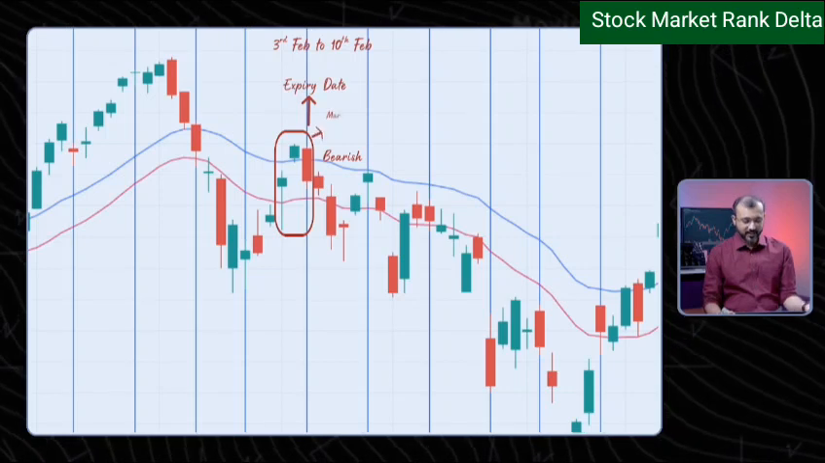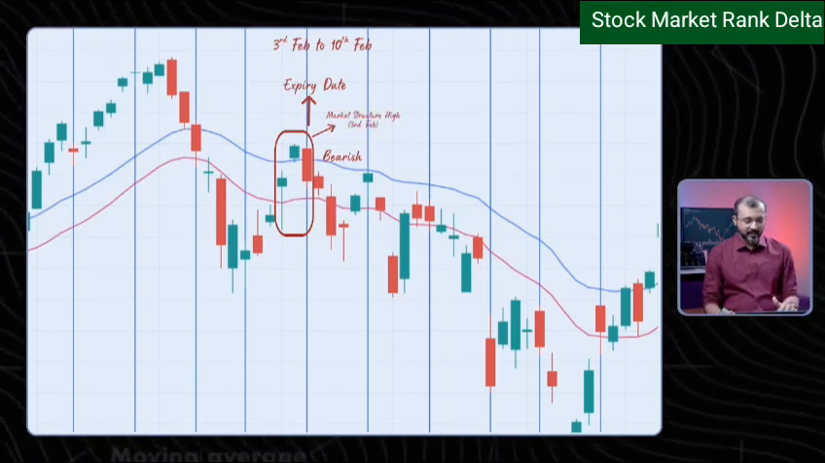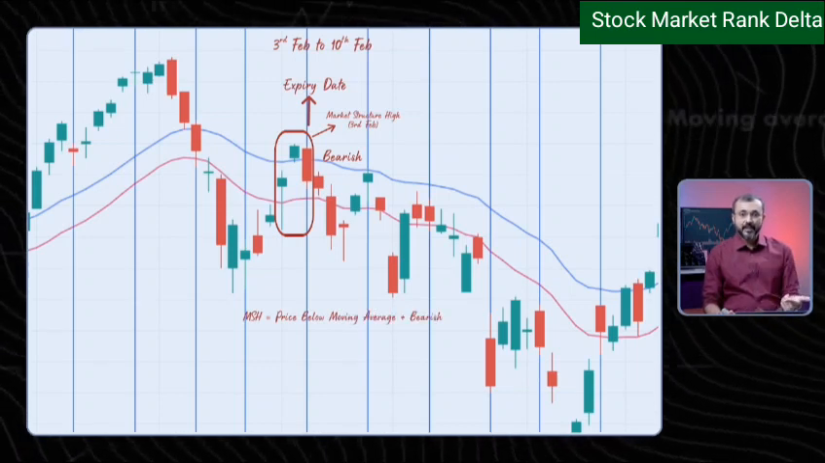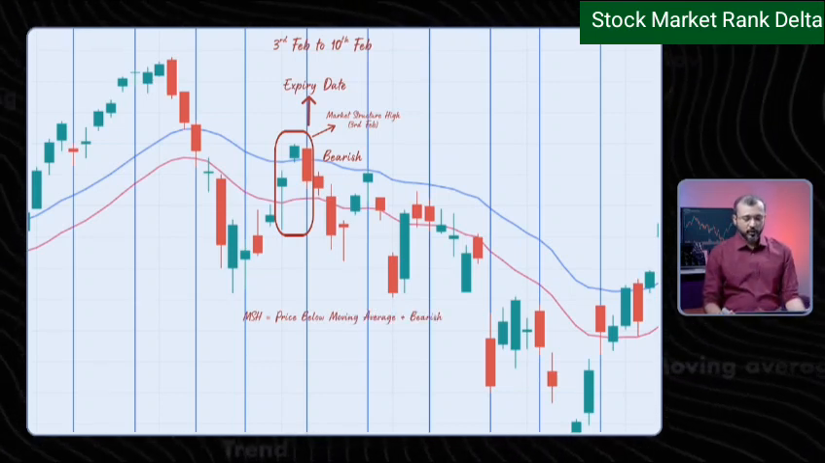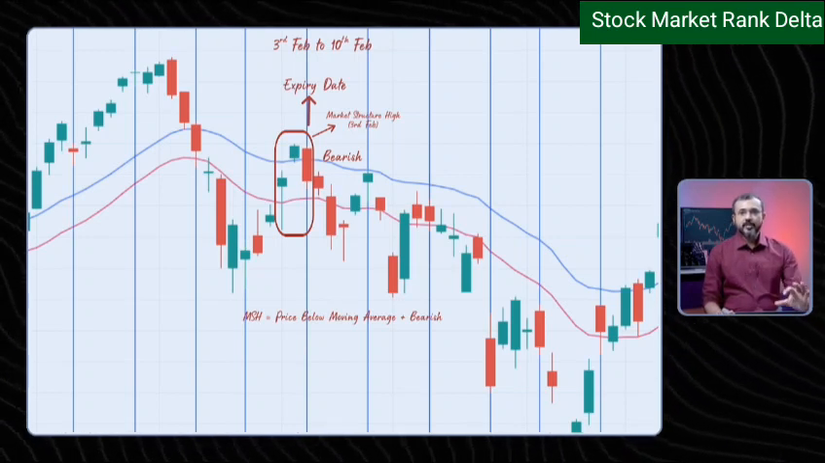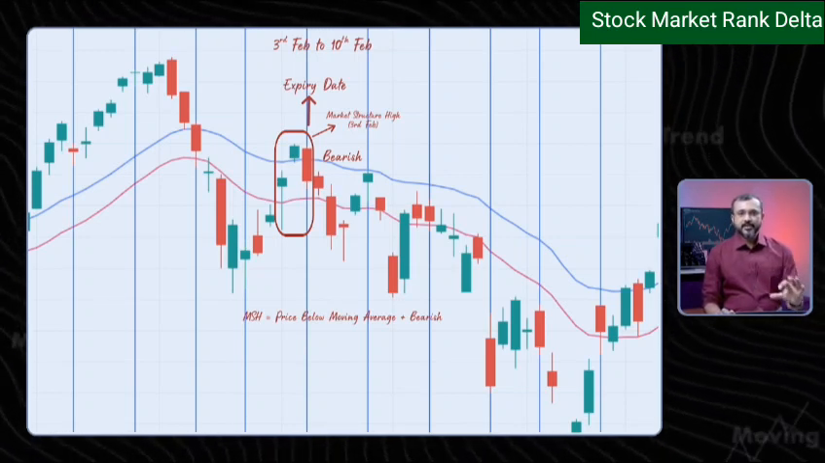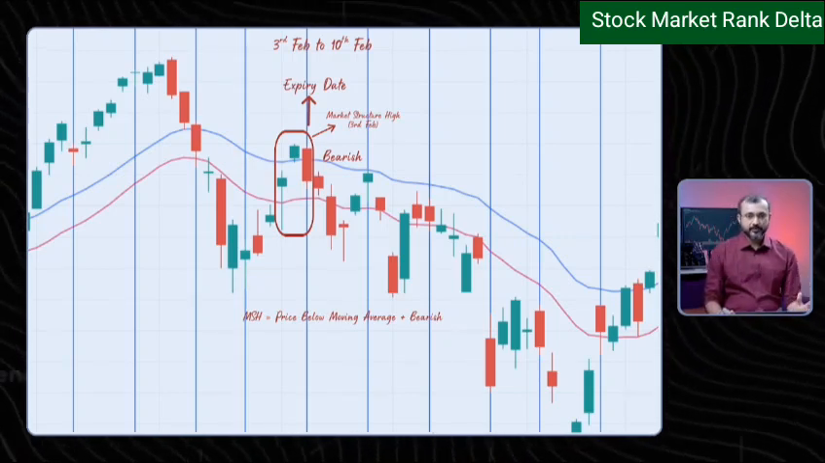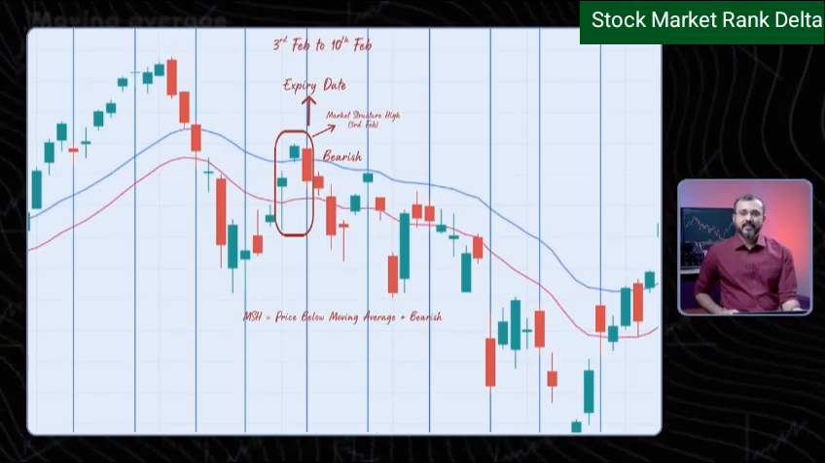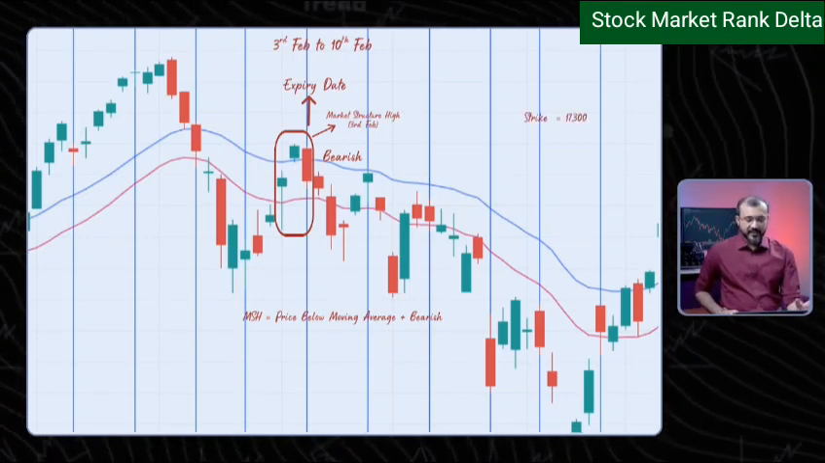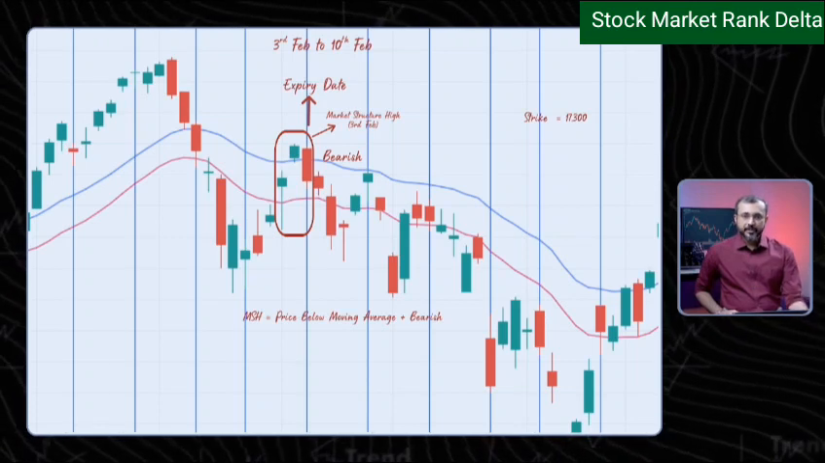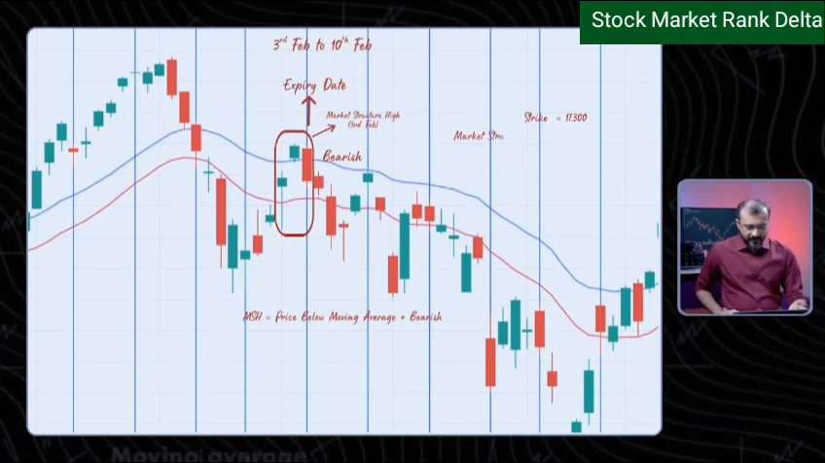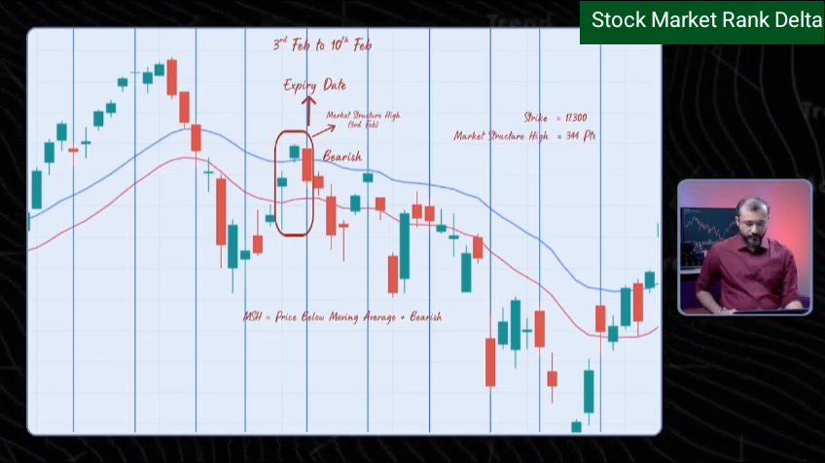No, because market structure high got formed on 3rd of Feb. So MSH got formed, price below moving average plus a bearish pattern. It's a trending move. So how do we trade that? From the closing price of the market structure high pattern, we select 200 points in the money call option. So the strike that we select is 17,300. We short 17,300 call option whenever market structure high gets formed, which is somewhere nearing 344 points.